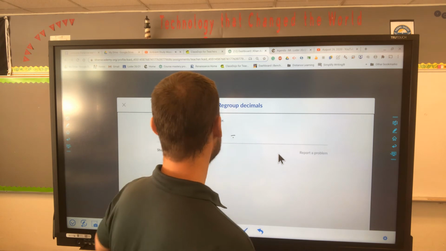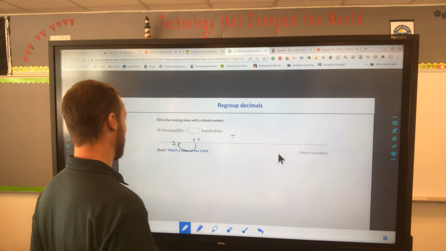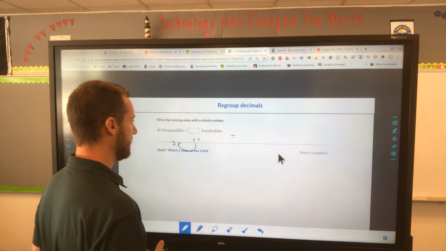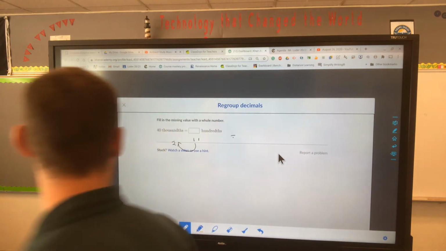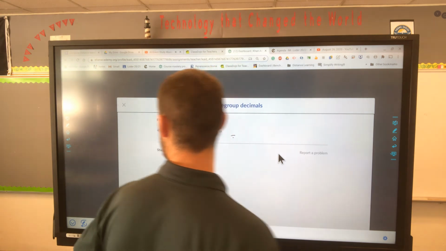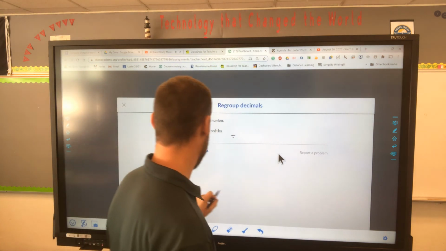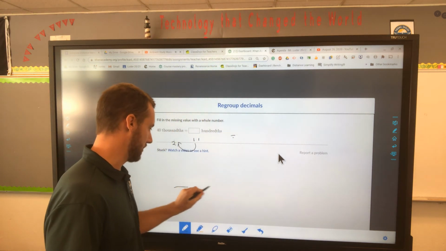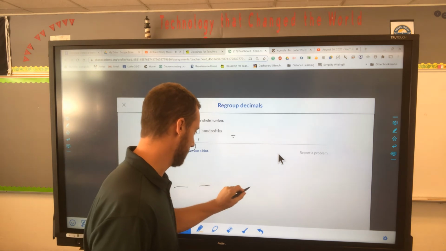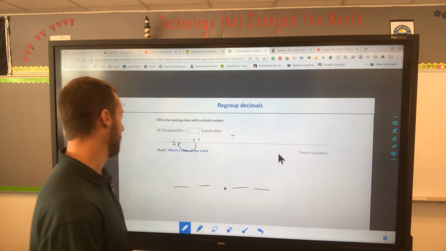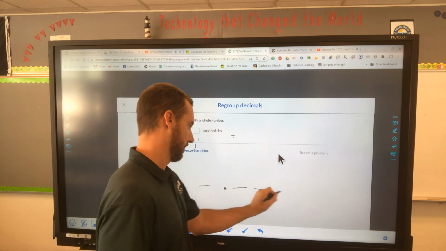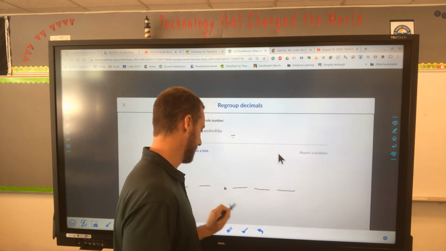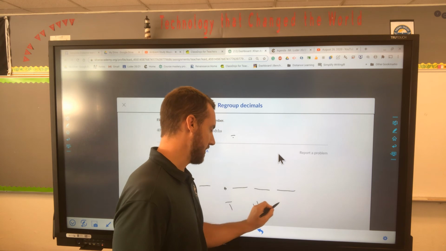Fill in the missing value with a whole number. 40 thousandths is equal to how many hundredths? Okay, so this is another job for place value man. Place value, go 1, 2, decimal, and there we go. So it's saying 40 thousandths. This is tens, hundreds, thousandths.